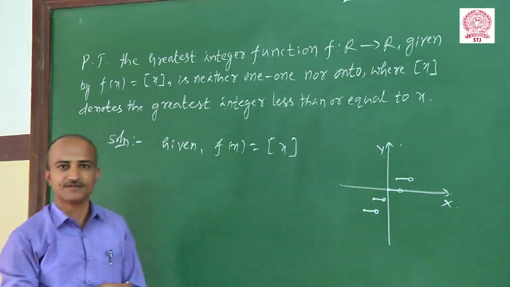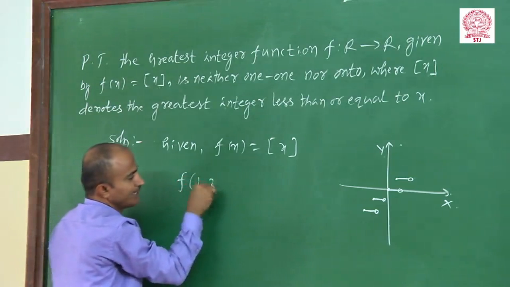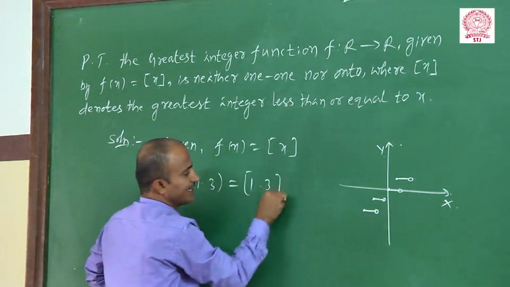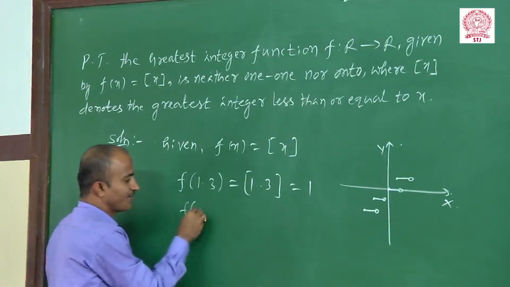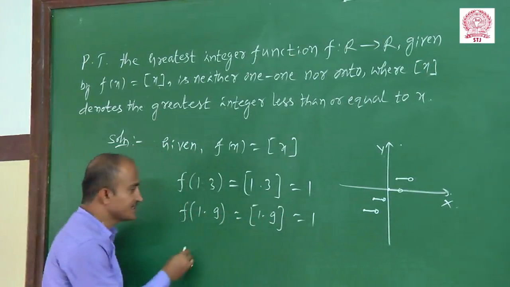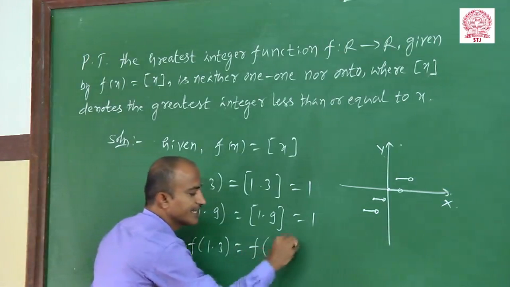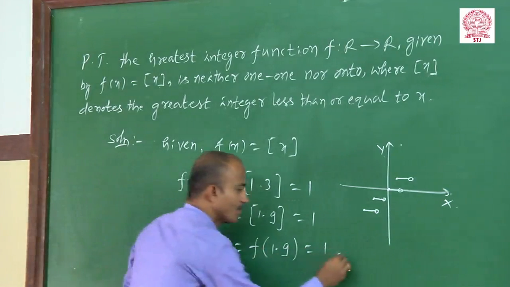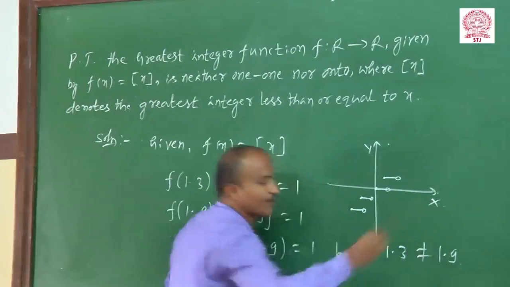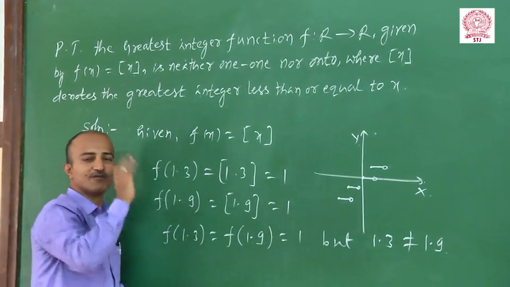This is what is called a step function. Here, if you take f of 1.3, it is equal to 1. If you take f of 1.9, that will be 1. Means f of 1.3 equals f of 1.9 equals 1. But 1.3 is not equal to 1.9. Clearly, it is not satisfying the condition of 1 to 1.